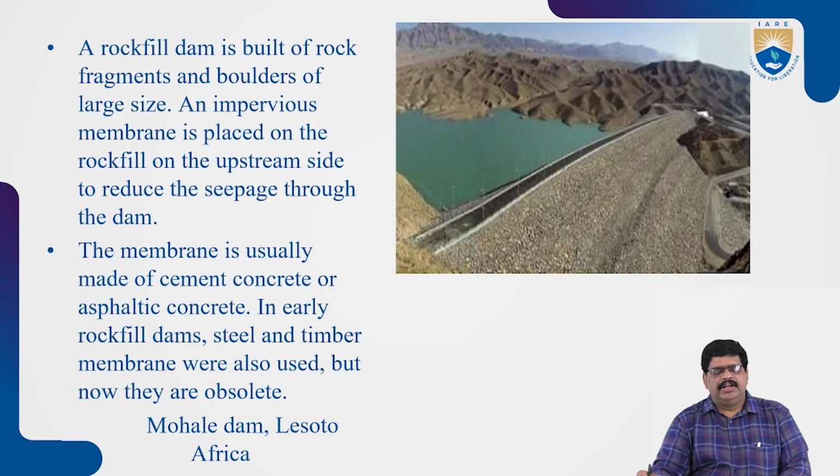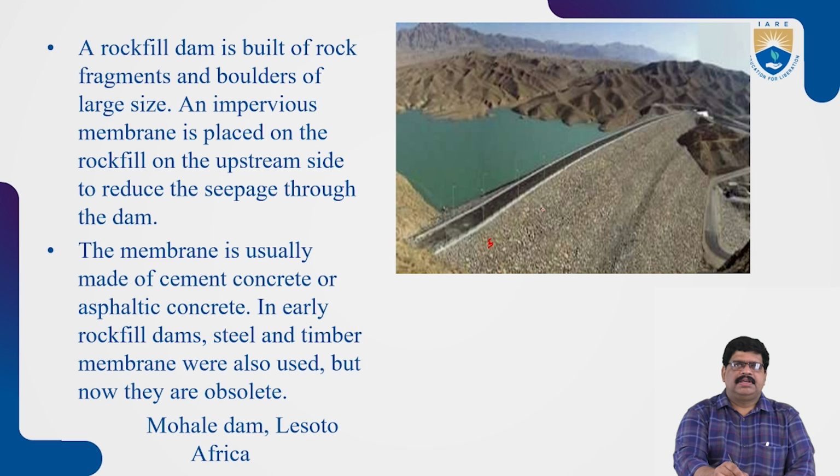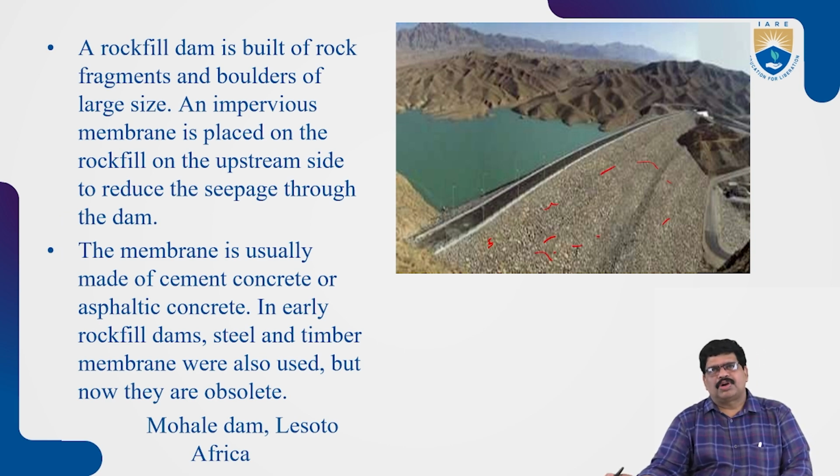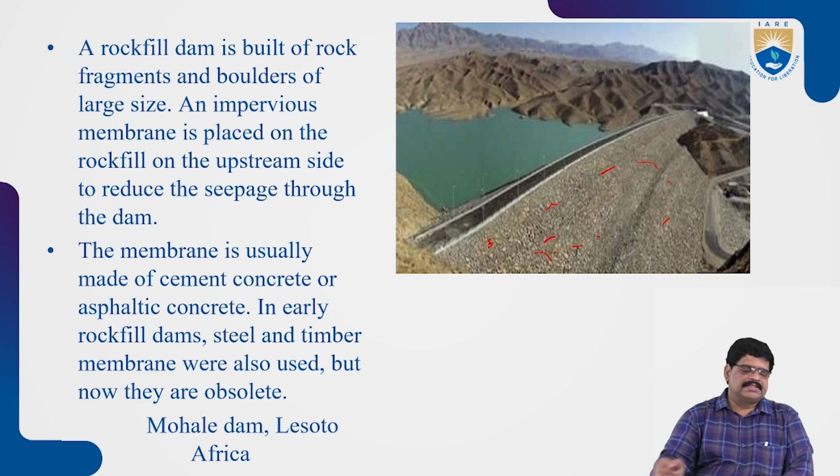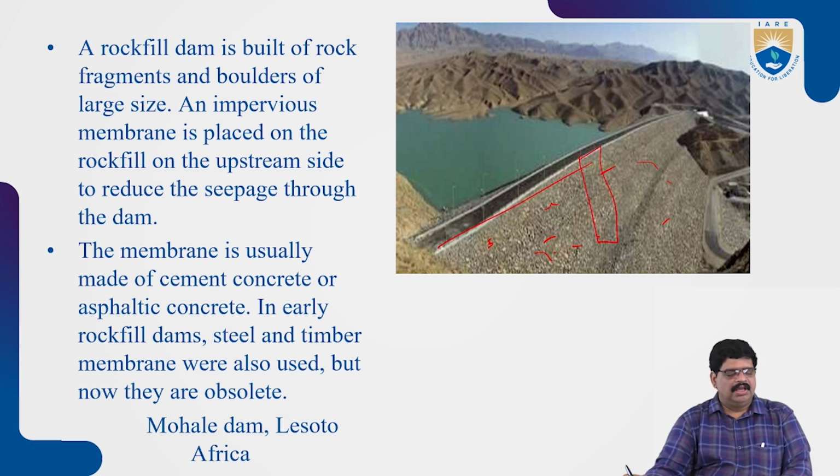Next is the rock fill dam. A rock fill dam is constructed with rock fragments and large boulders placed on one side, which protects the bank of the dam, and seepage can also be reduced. The membranes are usually made of cement concrete. The membrane means the inside layer, which is usually cement concrete or asphaltic concrete. Rock fill dams may also have steel or timber membranes on the inside.